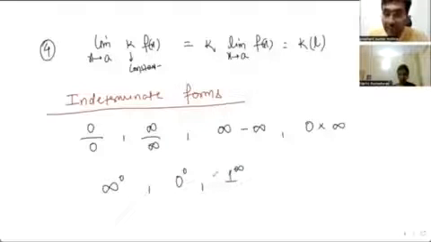Like these exact values can't be found. If 0 upon 0 comes, the exact value cannot be found as well. So limit is like approaching but not achieving. It's approaching but not achieving.